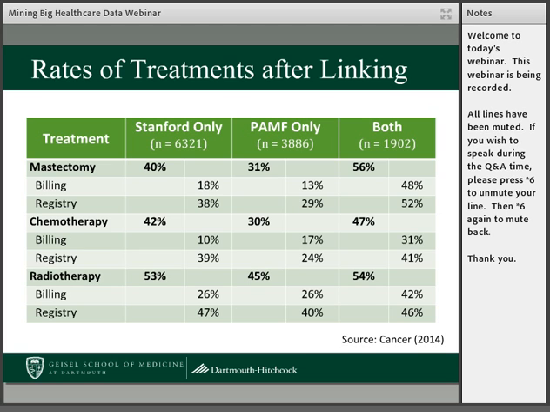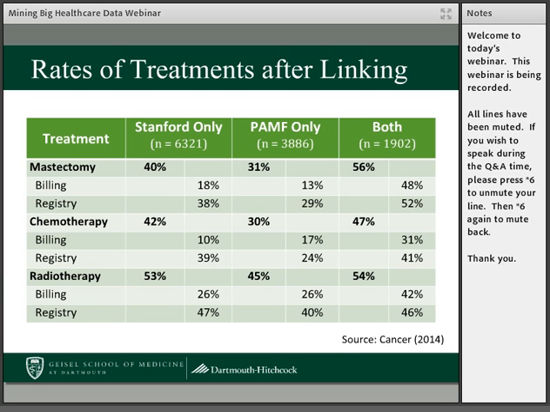So this is the rates of treatment after linking. We look at mastectomy, chemotherapy, and radiation therapy, and you'll see if you read across just the mastectomy that the rate of treatment is 56% for patients who had received care at both institutions. So these are patients who got diagnosed at one institution and got treatment at another one and went back, got another treatment. So patients who are moving back and forth in the two systems.